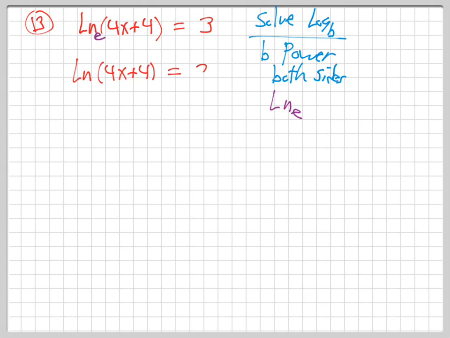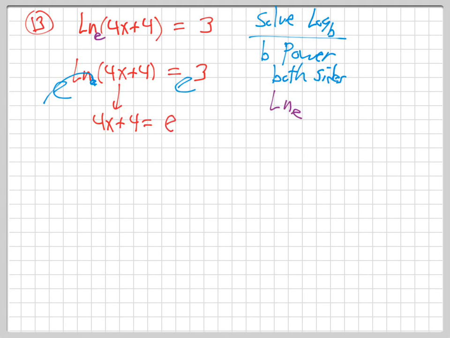But that tells you what you're going to do. You're going to e power both sides, and then these cancel, right? Because there's really an e there, and it cancels it out when they match. Powers and logs are opposite. So if you got a power, do a natural log. If you got a log, do a power, and they'll cancel each other out. And so what do we have left now?